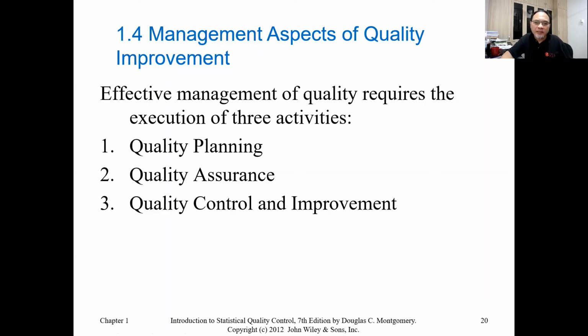Now, the effective management of quality is also important. That's why in the quality management field, there is the engineering and technical part, and there is the management part, and they support each other. So effective management of quality requires execution of three activities: quality planning, quality assurance, and quality improvement.